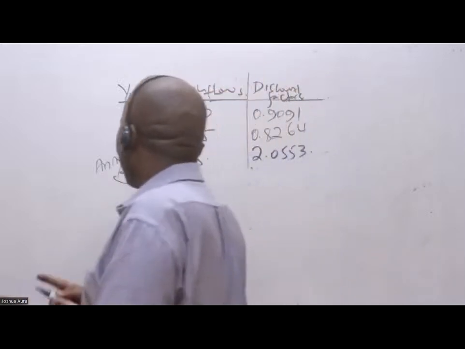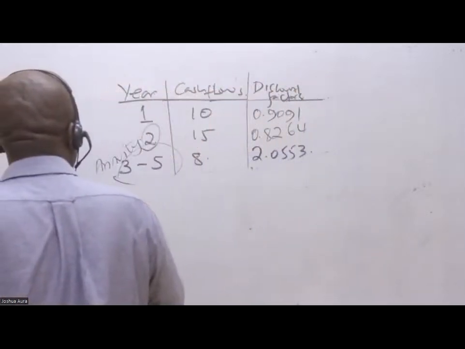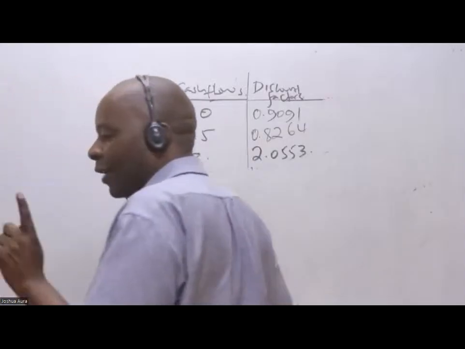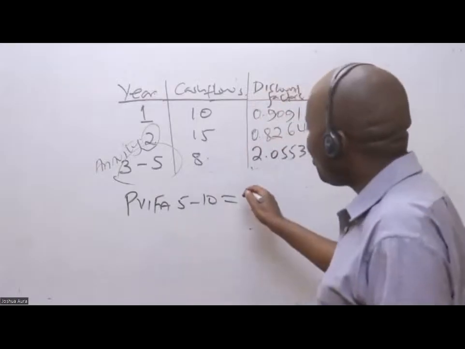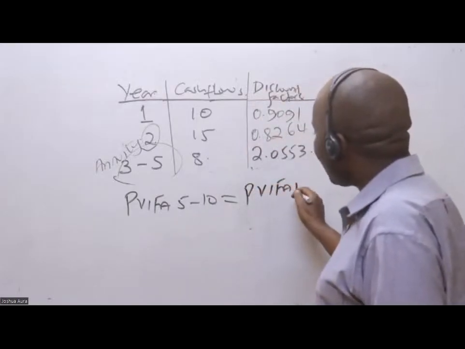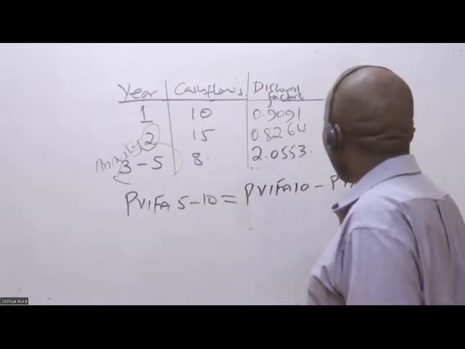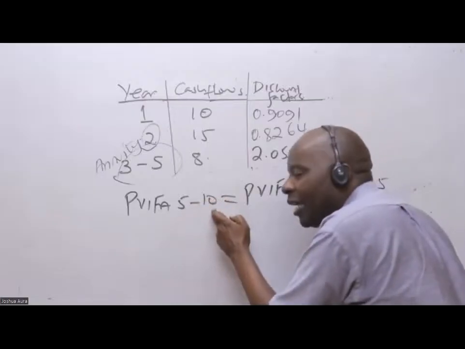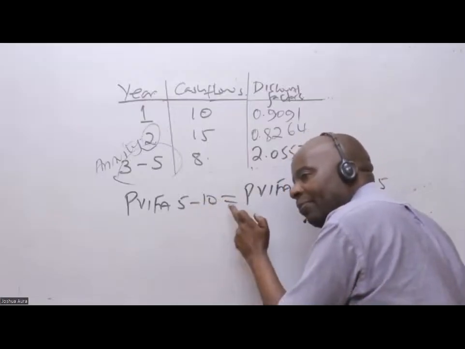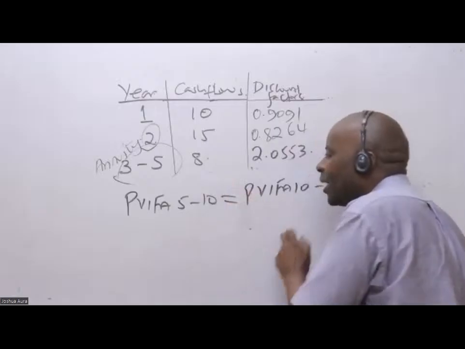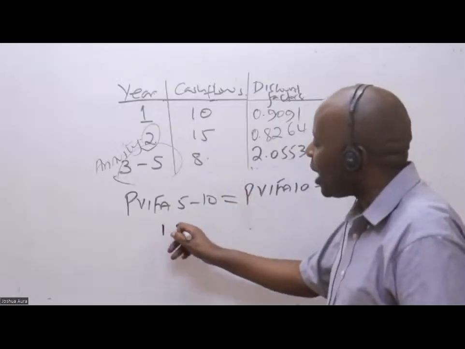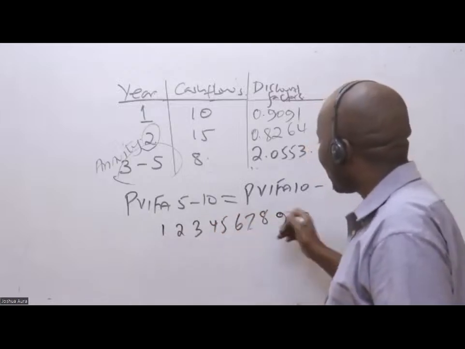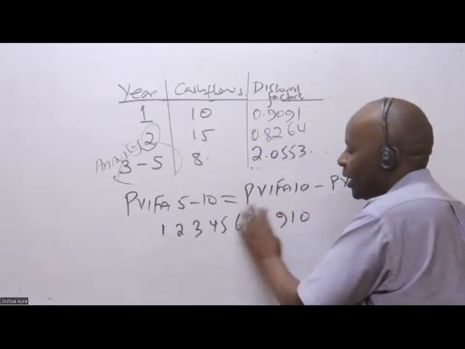If, for example, I get somebody talking about PV 5 to 10, the worst mistake I could make is to say PV 10 minus PV 5. Please, 5 is in the wanted period. If I say PV 10, it means I have years 1, 2, 3, 4, 5, 6, 7, 8, 9, 10. This is the PV for the first 10 years.